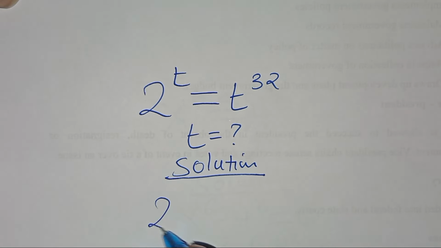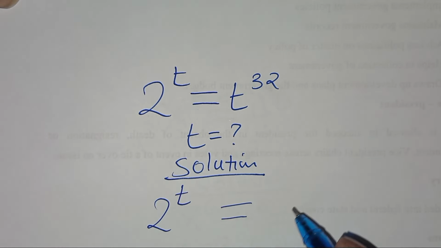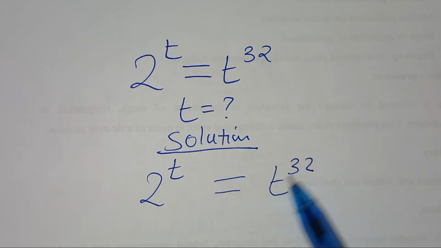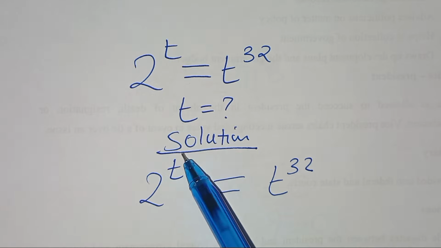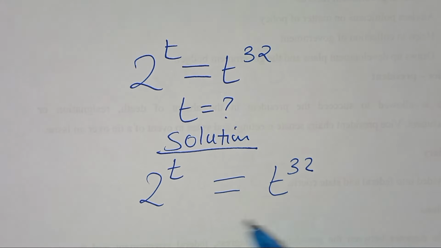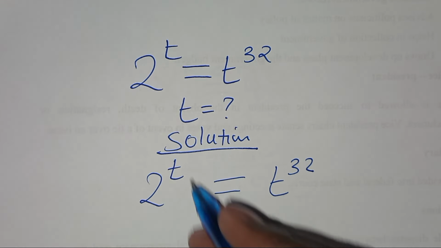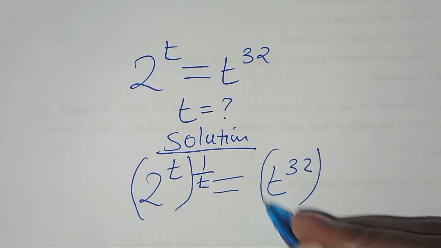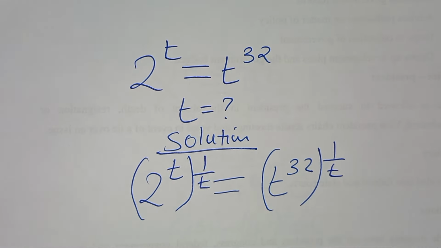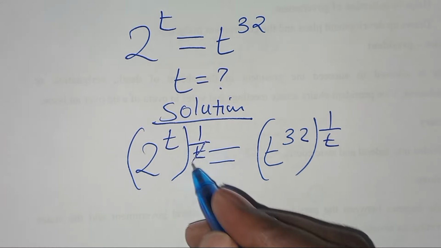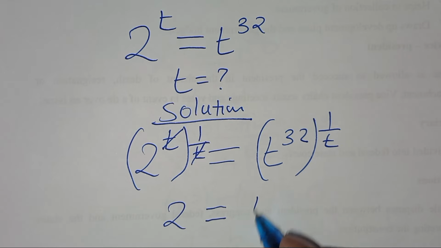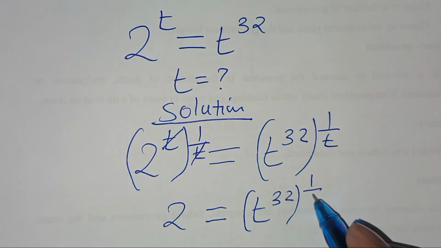Now we have 2 to power t equal to t to power 32. So the first thing to do here, let's ensure that we have the variable t on one side and the constant terms on the other side. To do that, we multiply both sides by 1 over t. So t and t here simplify, so that we'll have 2 equal to t to power 32 raised to power 1 over t.